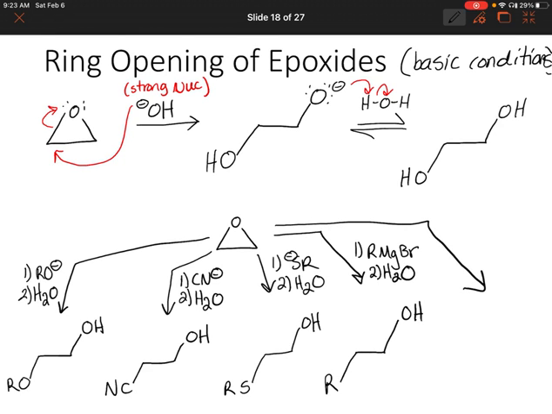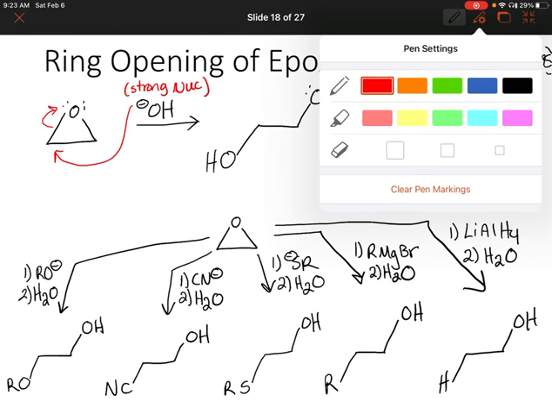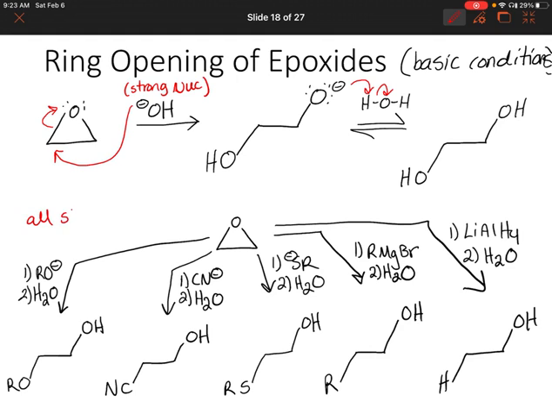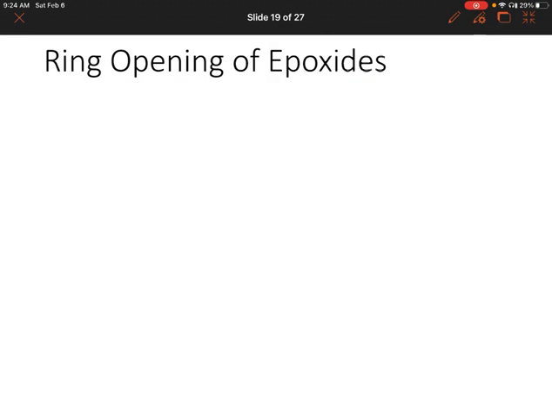And then finally, you could also add a reducing agent like lithium aluminum hydride to add a hydrogen opposite the alcohol. All right, so lots of different options here. And again, these are all strong nucleophiles. Now, what if we're under acidic conditions? So what if we have an acid present?